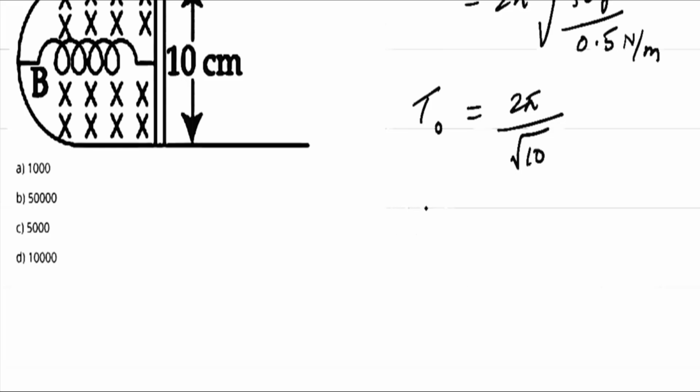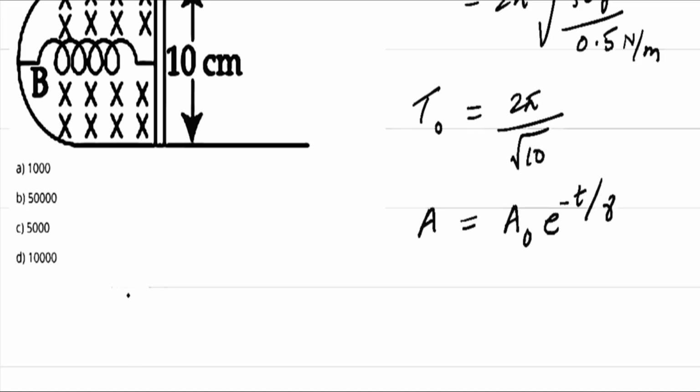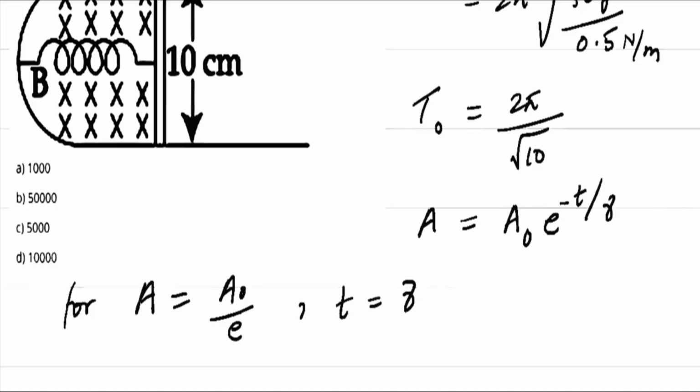Now we already know the equation which relates the amplitudes: A is equal to A naught times e raised to minus t upon gamma. This is the relation. Now, for A is equal to A naught over e, the t value is gamma. That is what it means. Let me write it down here: for the amplitude A equal to A naught over e, the t value should be equal to gamma.